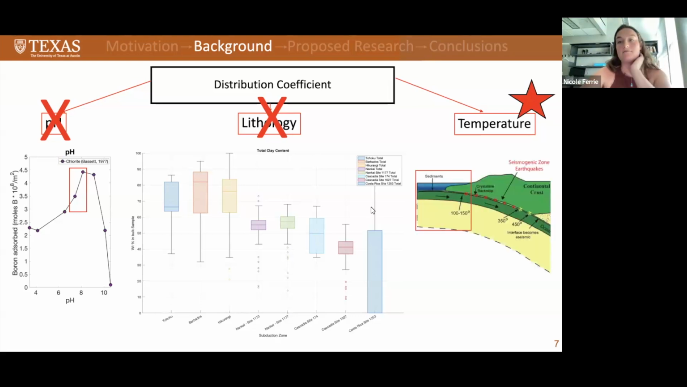And then lastly, I have temperature. And most boron desorption occurs by 160 C. So boron adsorption can be used as a fluid tracer from 0 to 160 C. So if you only consider temperature but don't consider lithology and pH, you could have an incorrect distribution coefficient, which means that you could be incorrectly sourcing these fluids using boron.